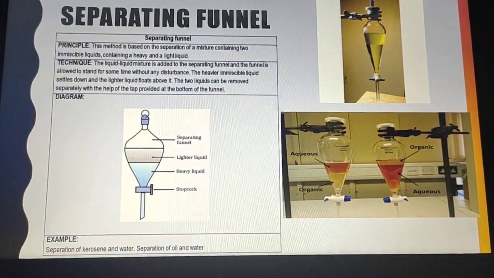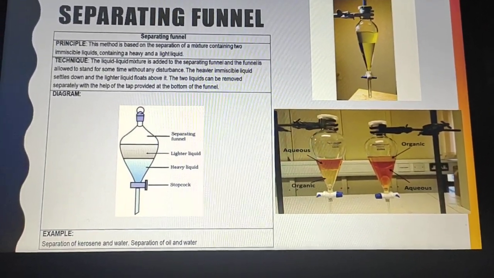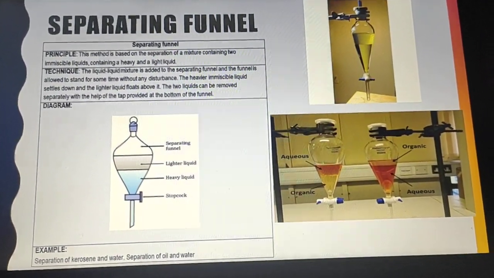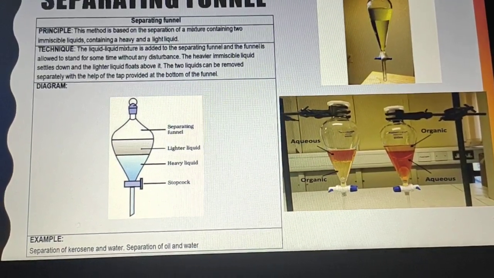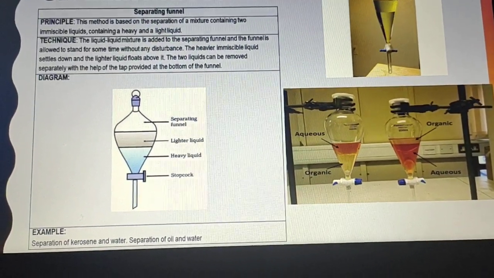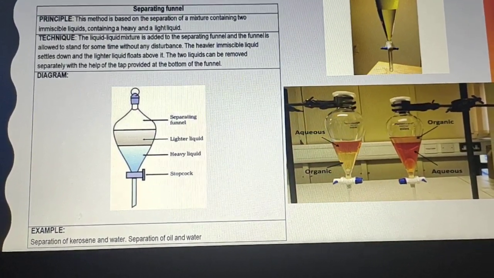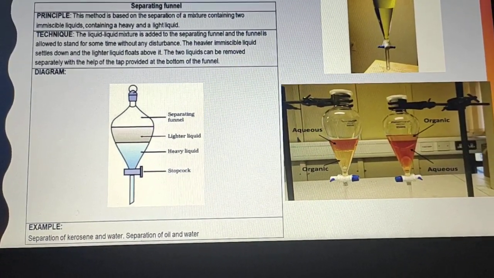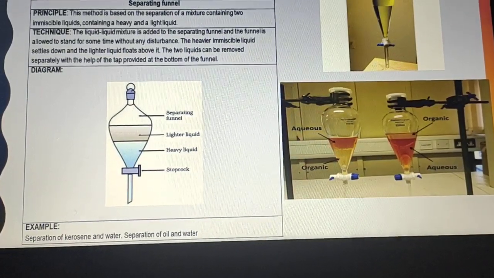Next is your separating funnel. So here is the instrument at the right hand side. You can see the instrument that you use in the lab. So here is a separating funnel. The principle is that this method is based on the separation of a mixture containing two immiscible liquids. So here we are separating two immiscible liquids, containing a heavy and a light liquid. The technique is that the liquid mixture is added to the separating funnel.